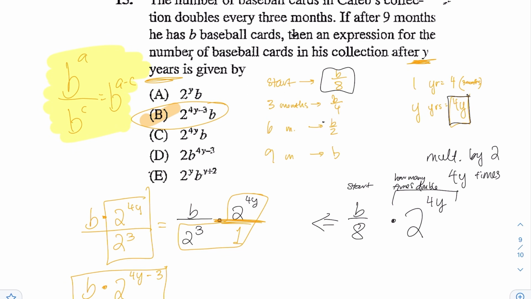The other way to do this is to just figure out what the cards will be after, let's say, 1 year, and then just go through all the choices and make sure that everything is correct. So you can always plug in as well.